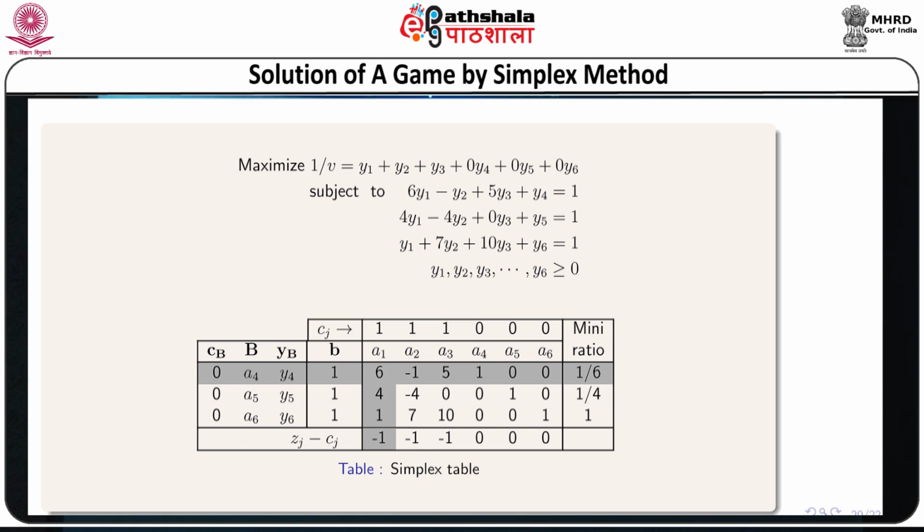Since there are 3 negative values, equal to minus 1, minus 1, minus 1 for z1 minus c1, z2 minus c2 and z3 minus c3, we choose arbitrarily z1 minus c1 and the corresponding column vector A1 as the entering vector, and from the minimum ratio we determine the outgoing vector as A4.